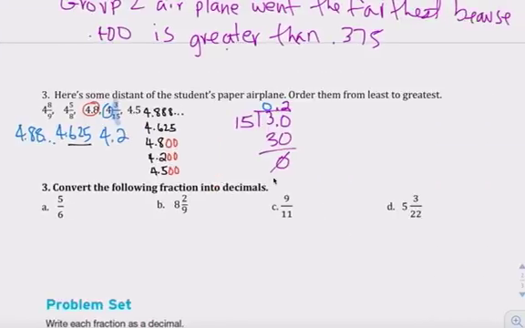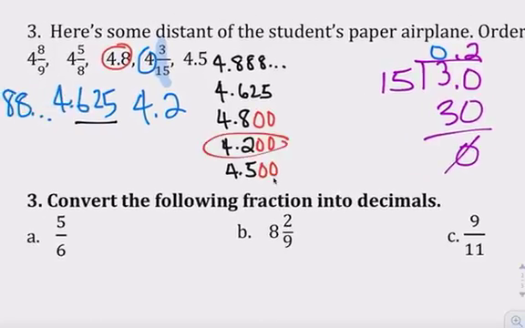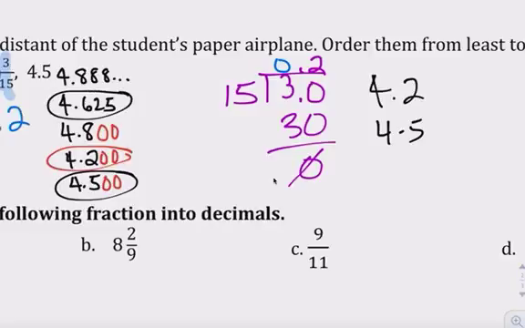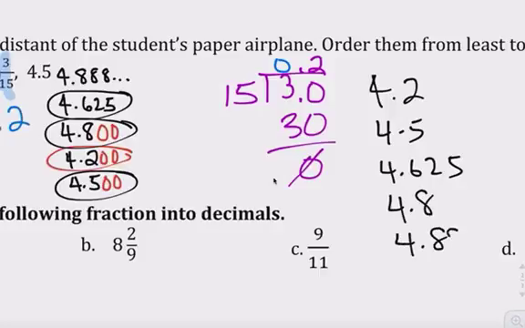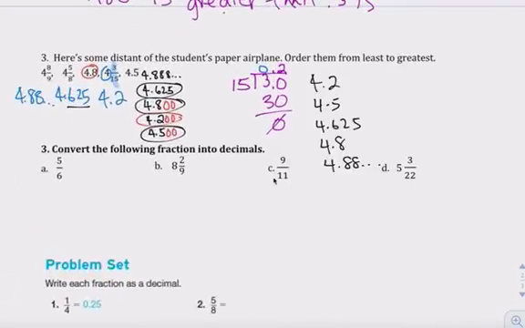So the furthest, least to greatest, okay, lowest, 4.2. So on the test you put 4.2 is the lowest, is fine. And then 4.500, 4.5 is next. And then 4.625 is next. And then 4.800, 4.8. And then our last one is 4.88 repeating. That's least to greatest. Convert each fraction to decimal, so divide one of them.